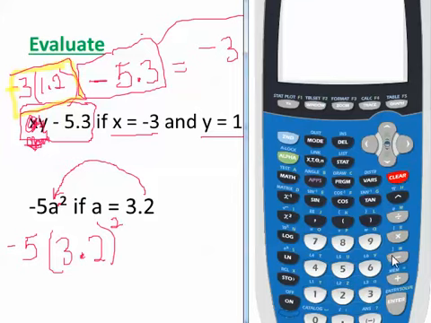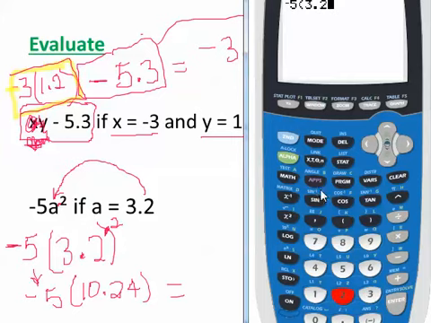What do I do first here? Do I multiply the negative 5 times 3? No. PEMDAS tells me I've got to square 3.2 first. So that means 3.2 times 3.2. When I do that, I get 10.24. Now I let this negative 5 fall right down, and I'm multiplying negative 5 times that 10.24. And yep, I'm using a calculator. Hope you do too. Nobody wants to sit and do long multiplication. We're beyond that. 51.2. There's my final answer.